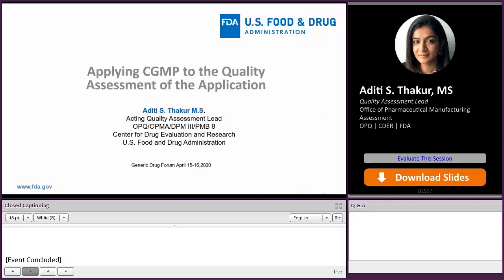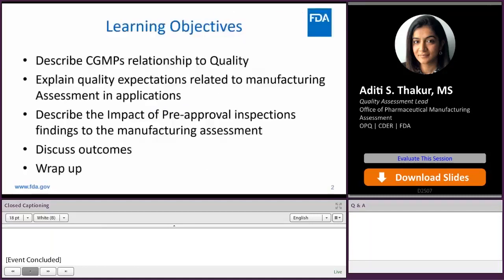Currently, I am working as Acting Quality Assessment Lead in the Office of Pharmaceutical Manufacturing Assessment, which is a sub-office for OPQ. Today, I will be talking about how to apply CGMPs to the quality assessment of the application.